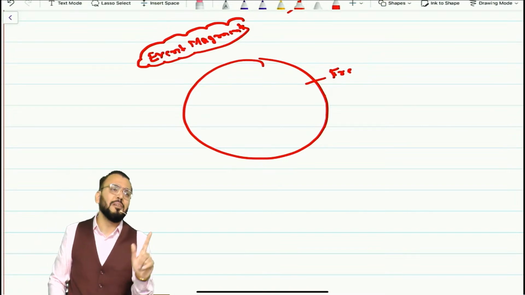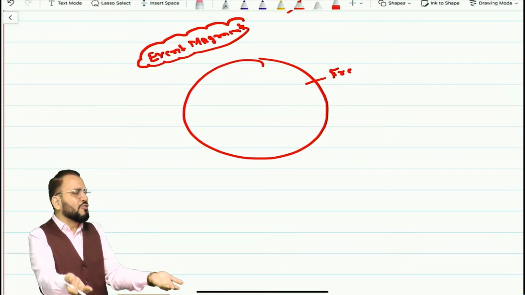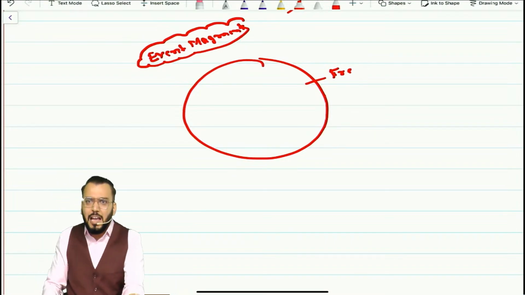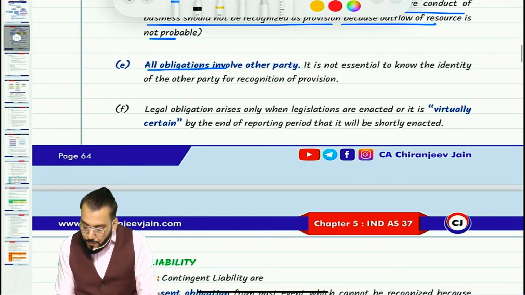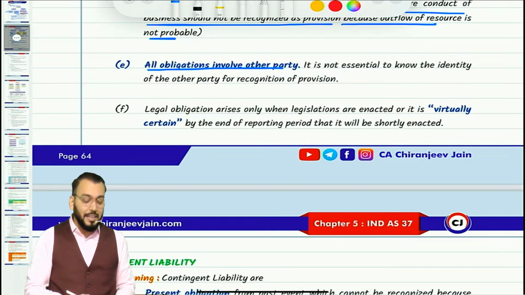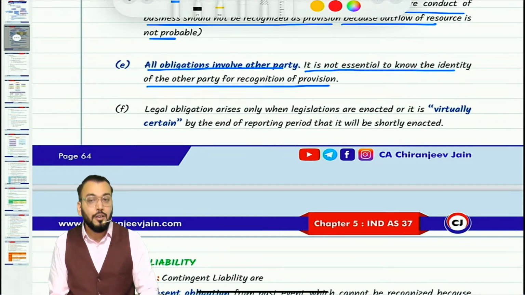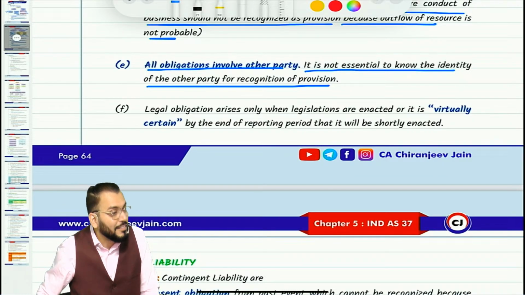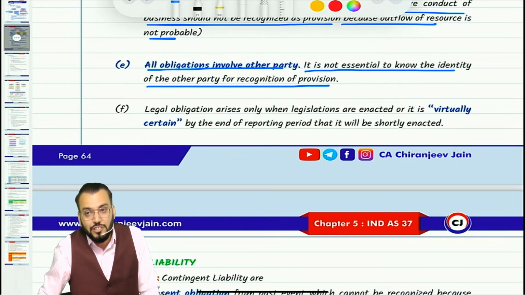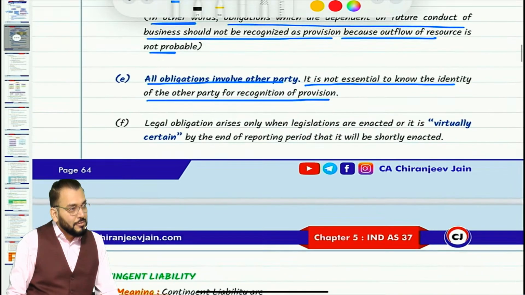That clarification is given by Ind AS 37. We can apply our common sense, but the clarification is given under Ind AS. They say every obligation involves another party. It is not essential to know the identity of the other party for recognition of a provision. It is not at all essential to know the identification of that other party to create a provision. So we should create a provision even though we don't know the identification of the other party. Understood? Have you understood this much?